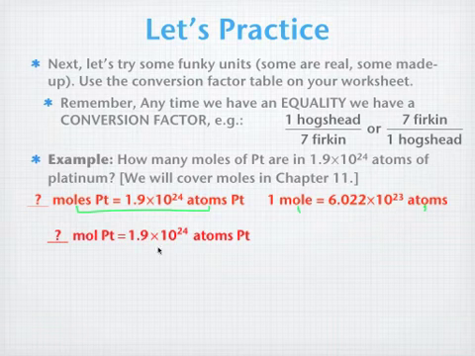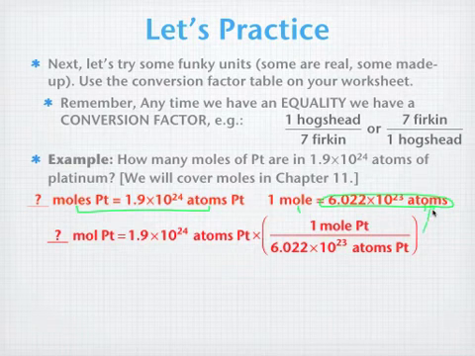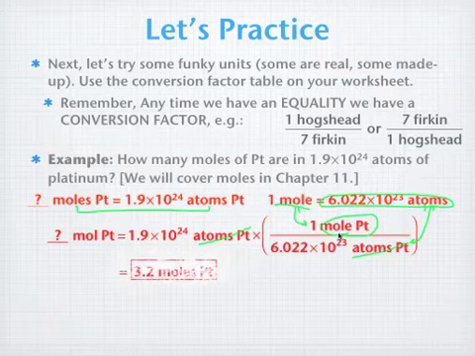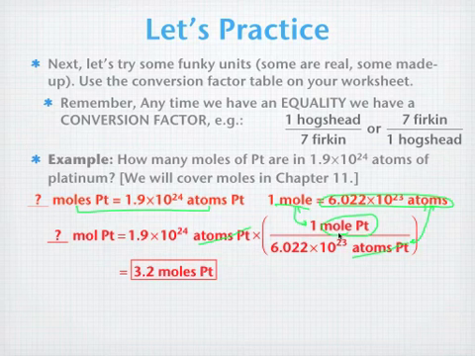Start your conversion, start your process. 1.9 times 10 to the 24th atoms of platinum. In our conversion factor, we want atoms to be in the denominator, so this number is going to end up in the denominator, and 1 mole is in the numerator. Put the atoms in the denominator, put the mole in the numerator. The atoms of platinum are going to cancel out. They're going to leave us with moles of platinum as our unit. And we get 3.2 moles of platinum.